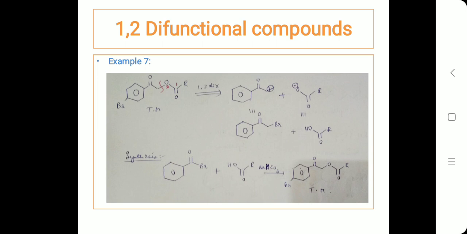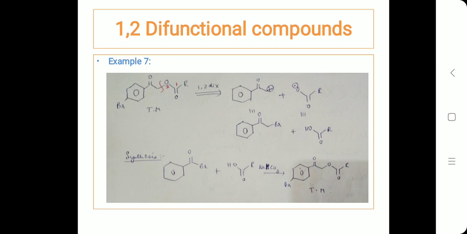Let's take example 7. Here we have another target molecule which is an ester. First we're going to disconnect the CO bond. Here we can start numbering the carbon atoms. The carbonyl carbon is going to be numbered 1 and the adjacent oxygen group is going to be numbered 2. That is the heteroatom. And then we're going to disconnect the carbon and the oxygen bond. So hence this is again an example for 1,2 disconnection.